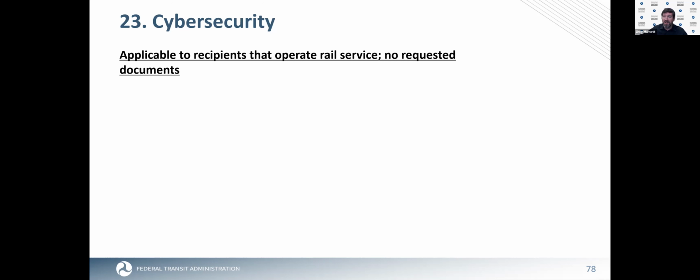As we probably all have a sense of, cybersecurity is becoming very important. So it's another topic that perhaps future iterations of the Triennial and State Management Review will look at in more detail. Again, for now, it's just applicable to recipients operating rail service. And at the RIR stage of the review, there are no documents being requested of you.